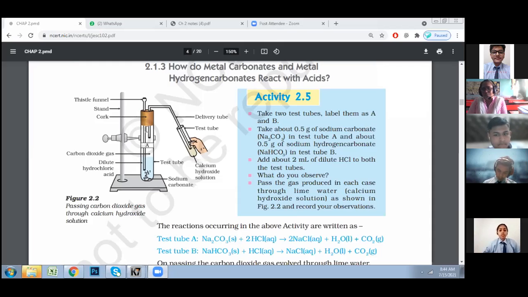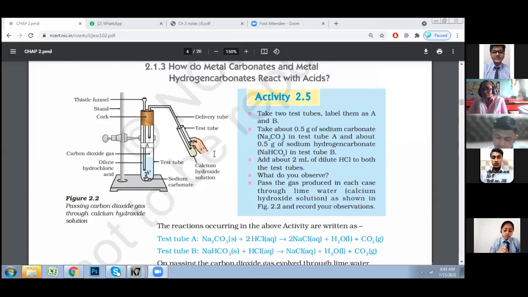That we will study. As you can see in the setup, we have taken dilute hydrochloric acid and we add a pinch of solid sodium carbonate. As soon as we add it in the acid, the reaction starts and we see the brisk effervescence of the gas evolving here. Please note down here, brisk effervescence.